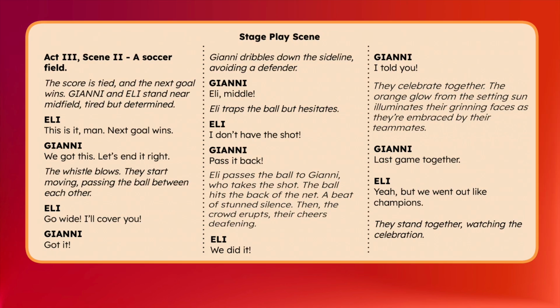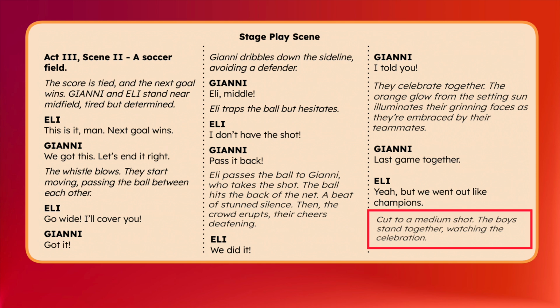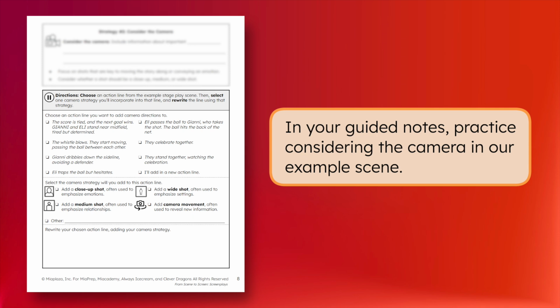For our script, though, I think I'll edit this action line to be a medium shot because I want to emphasize the boys' relationship. I'll rewrite it to read, "Cut to a medium shot. The boys stand together watching the celebration." Now it's your turn. In your PDF, follow your directions to practice considering the camera in our example scene. Pause to work for a while.